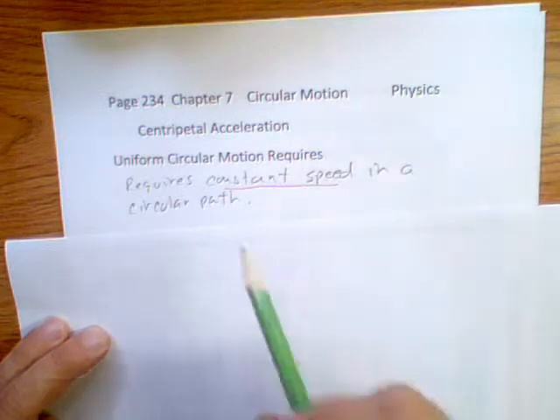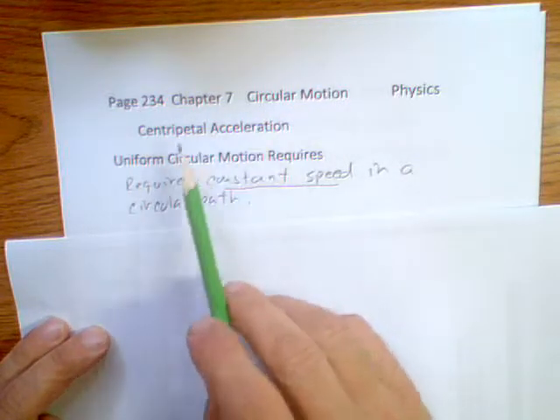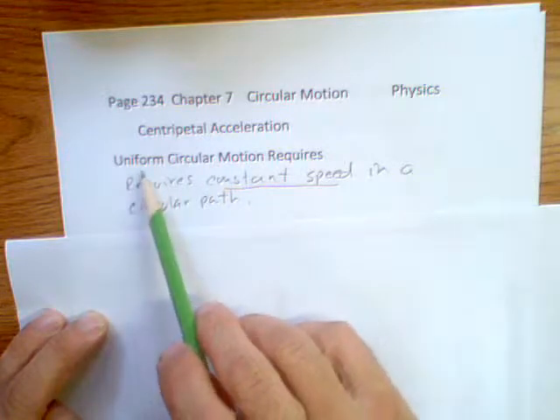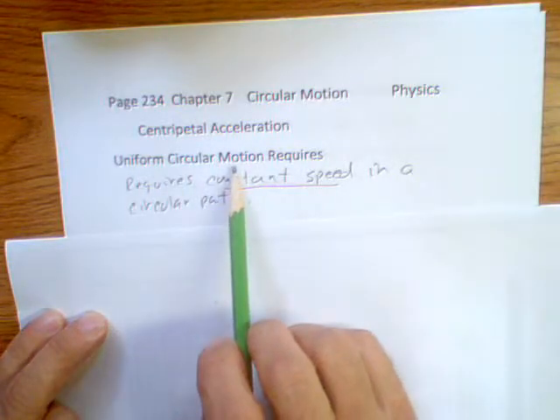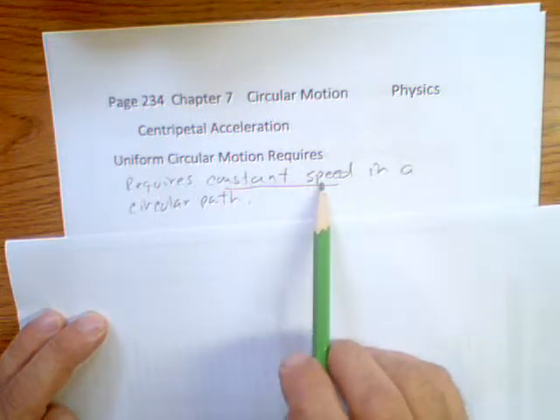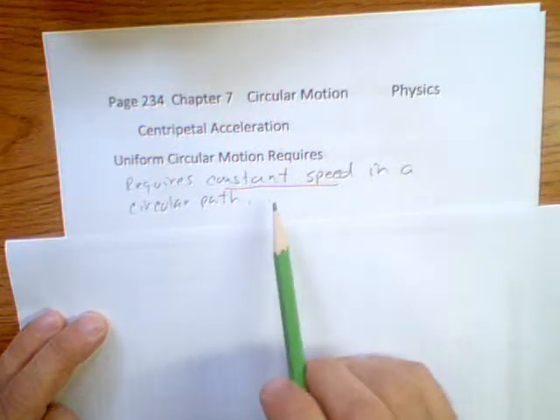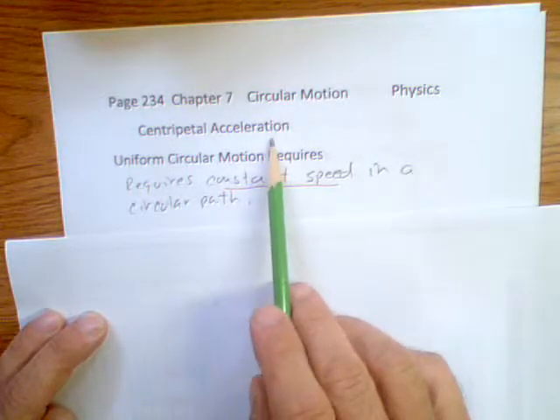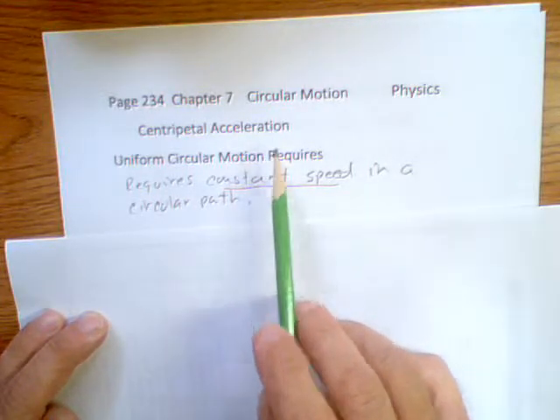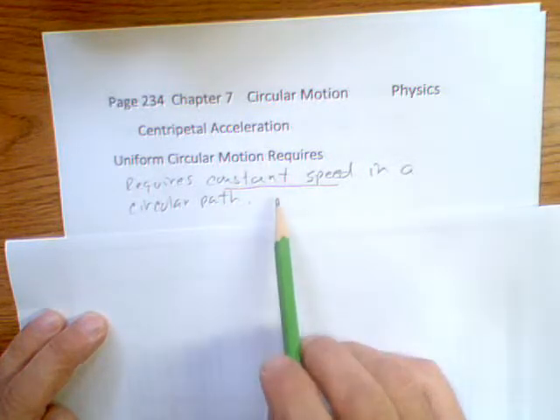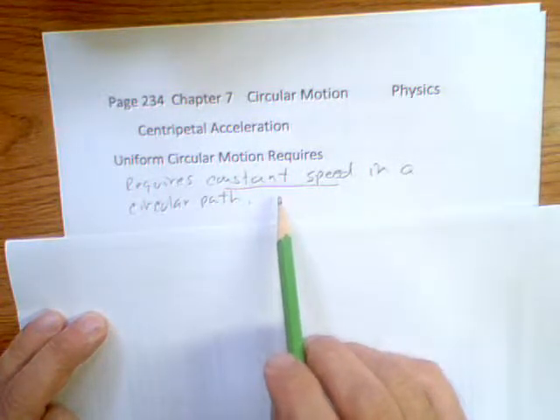This is chapter 7. We're talking about circular motion and centripetal acceleration. Now, one thing about uniform circular motion is that it has constant speed in a circular path. Now this sounds very confusing. We have constant speed and acceleration at the exact same time. How can it possibly be that those two ideas don't go together very well at all?